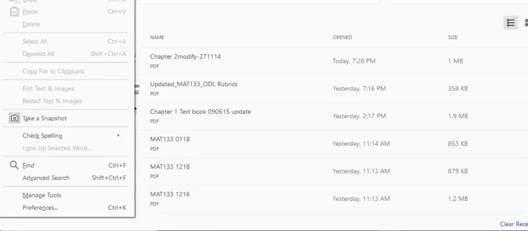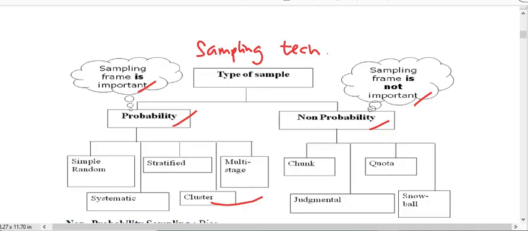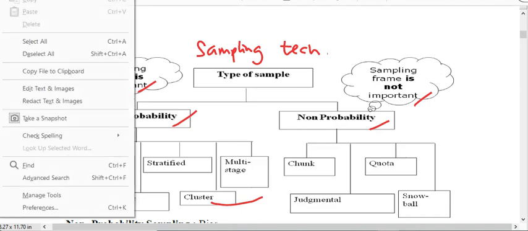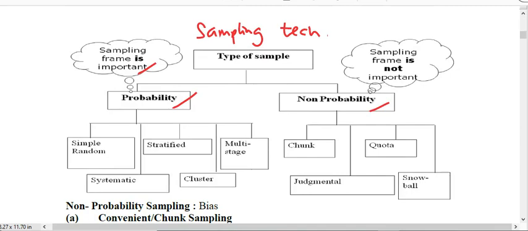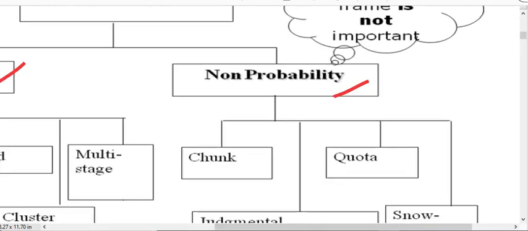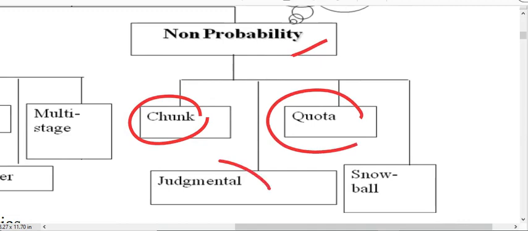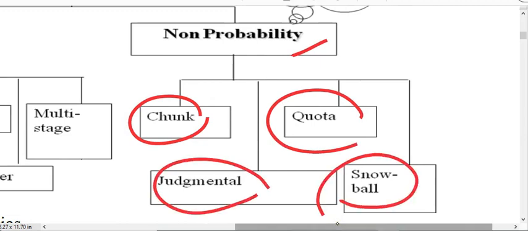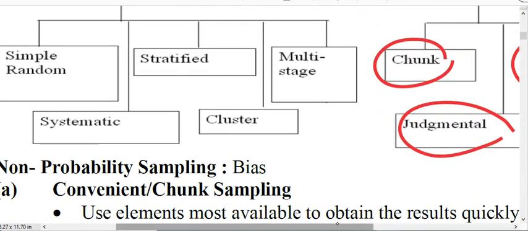For non-probability, you got 4 types. The first one is convenience or chunk, second quartile, judgmental, and snowball. So 4 of them are non-probability. So as I just mentioned, non-probability sampling is actually biased.